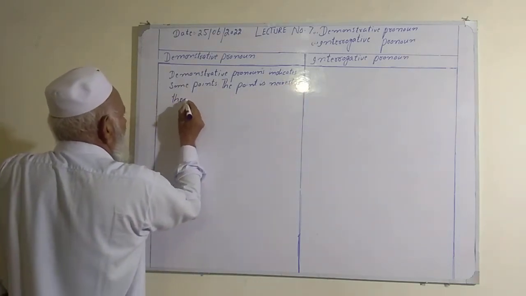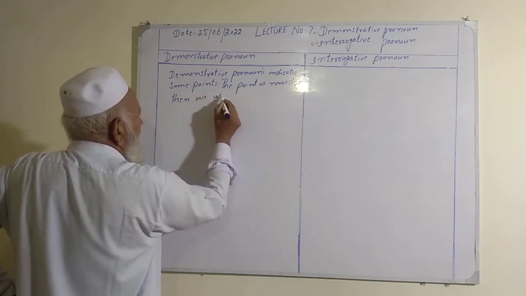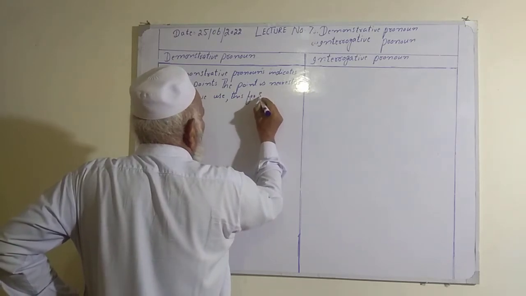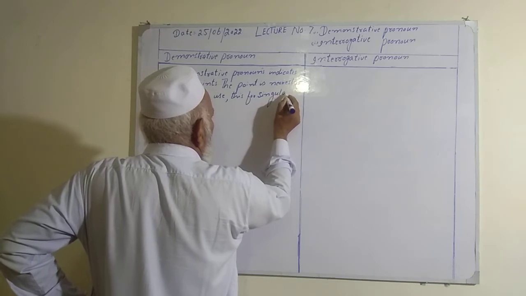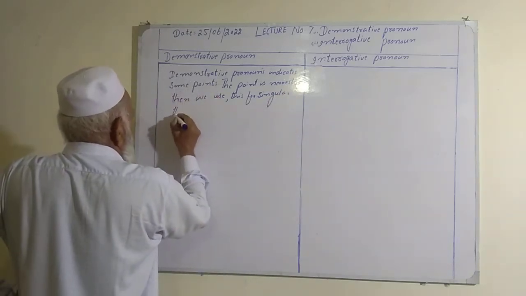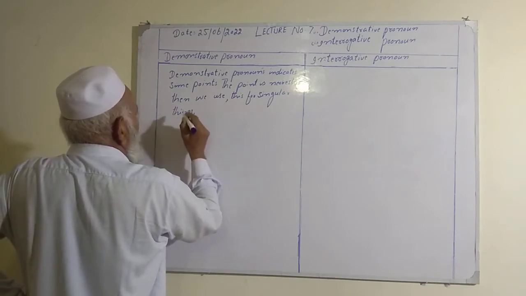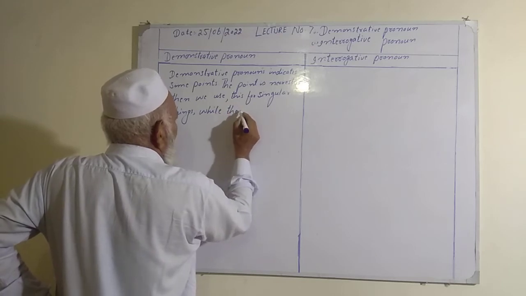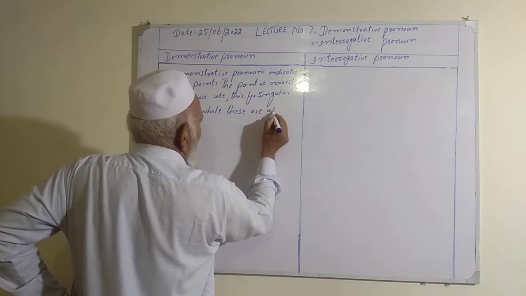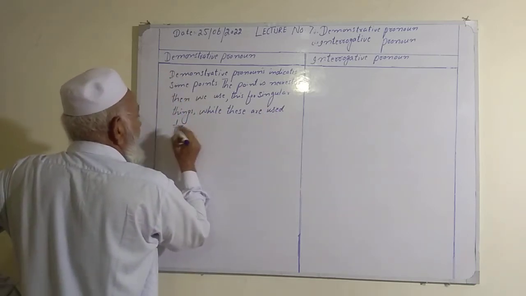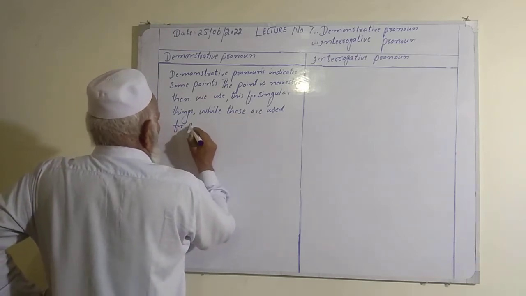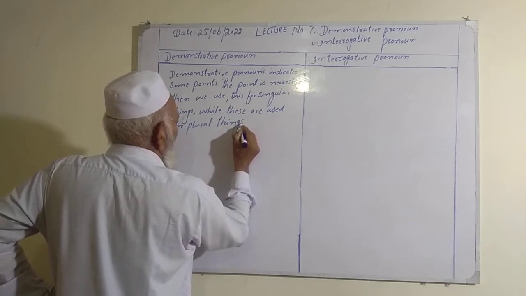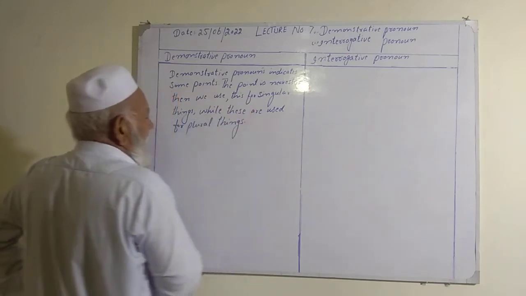Then we use this for singular things, while these are used for plural things. This is used for singular and these are used for plural.